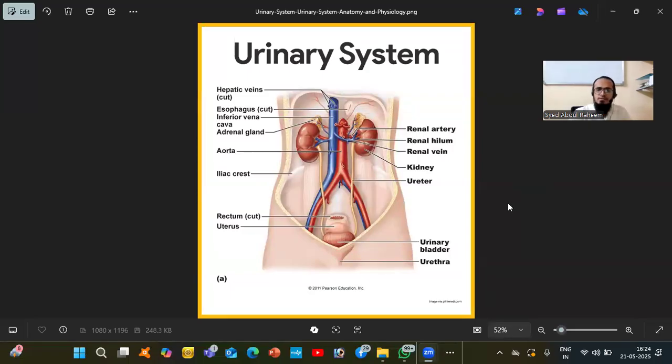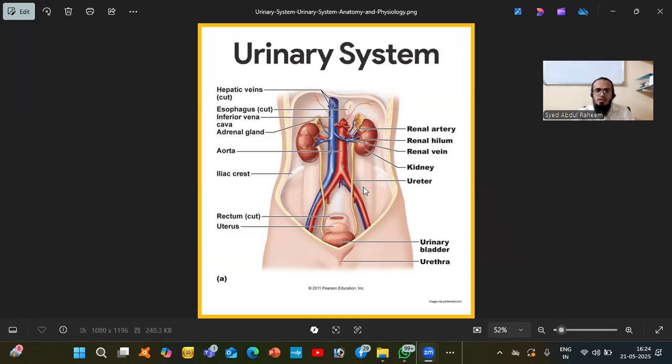So in previous classes, we discussed the gastrointestinal tract. After that, liver, gallbladder, pancreas. So today we will discuss urinary system radiology. Okay, we will start urinary system radiology.